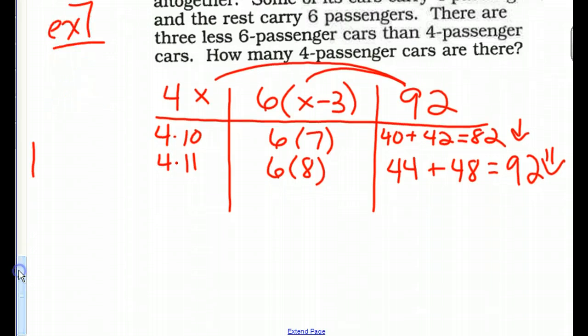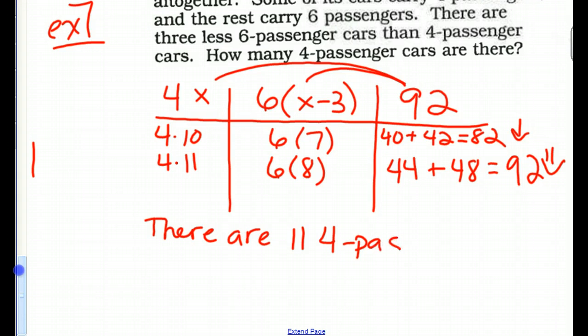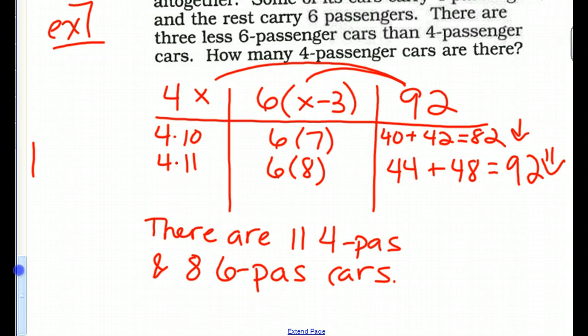So our answer to this question would be there are 11 4-passenger, I'm just going to write 4-pass, and how many 6-passenger? That would give us 8 6-passenger cars. All right.